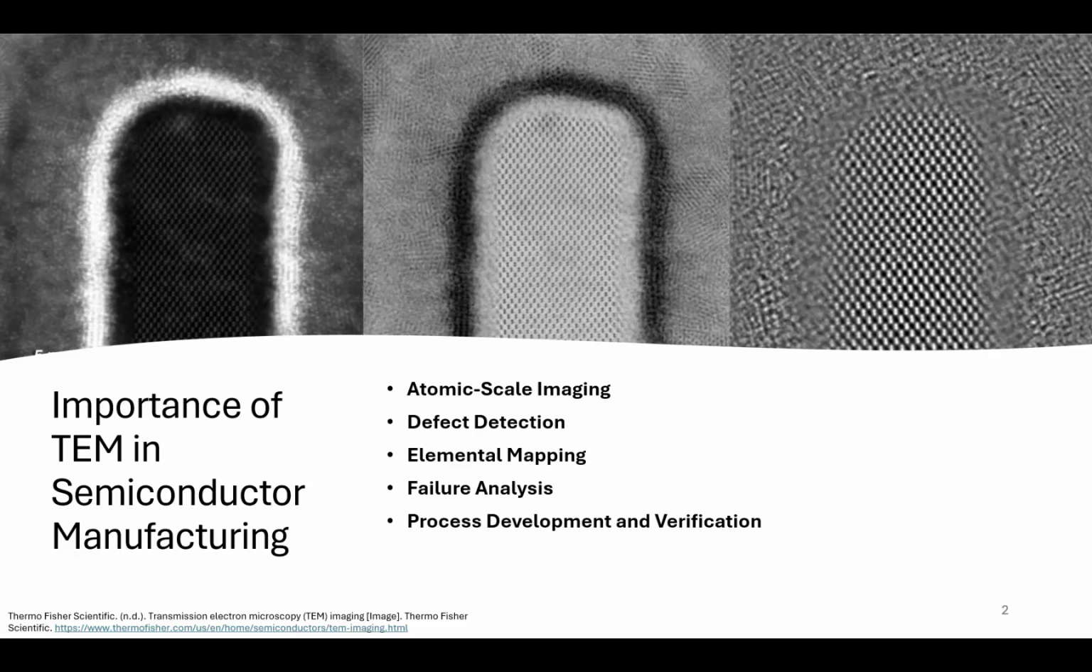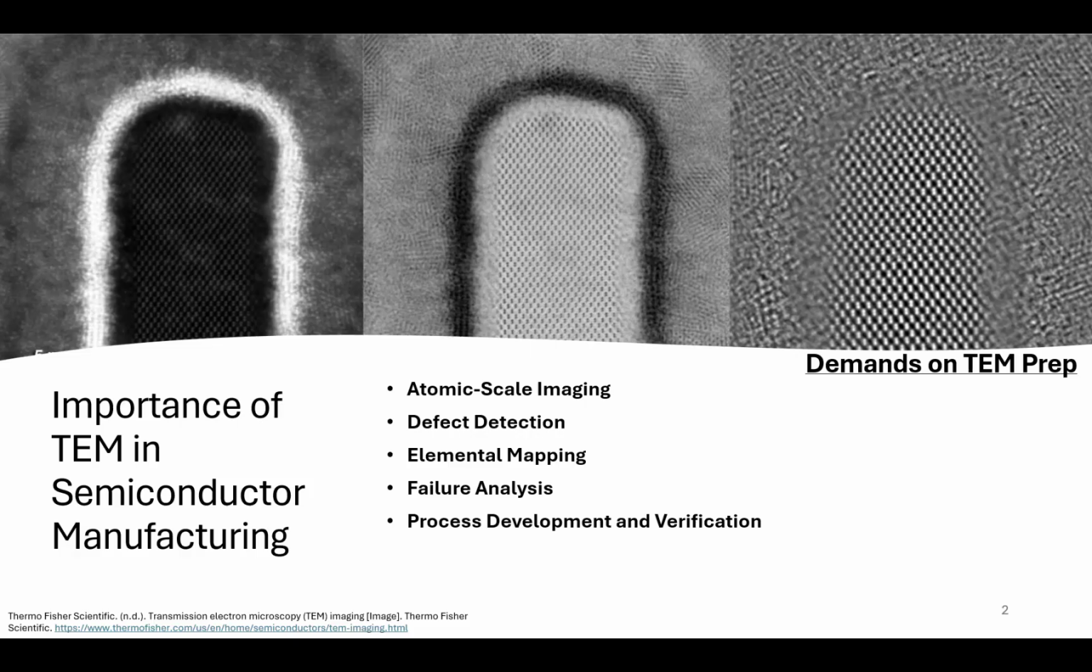TEM is used to verify if these processes have been executed correctly. It can help measure layer thickness, uniformity, interface quality between different materials, grain structure, and more. TEM plays a crucial role in ensuring that the semiconductor manufacturing process is precise, defect-free, and able to meet the demands of increasingly smaller, faster, and more efficient devices.